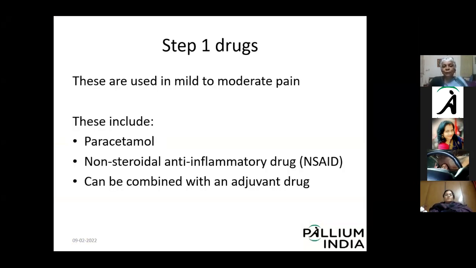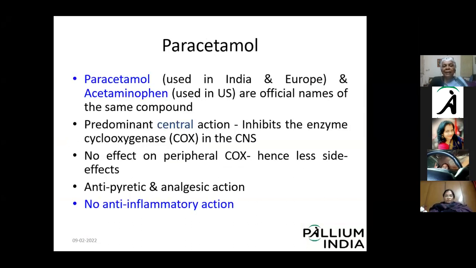Like I said, this is used to treat mild to moderate pain, and they include paracetamol and non-steroidal anti-inflammatory drugs, which can be combined with an adjuvant drug. So paracetamol or acetaminophen acts by inhibiting the central cyclooxygenase enzyme.